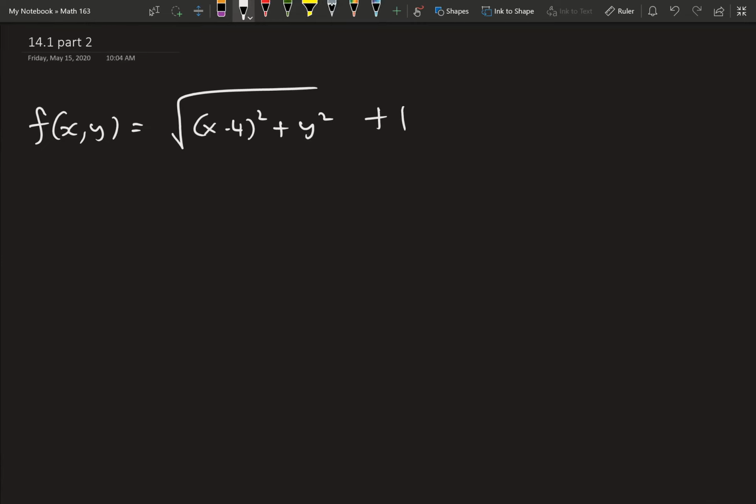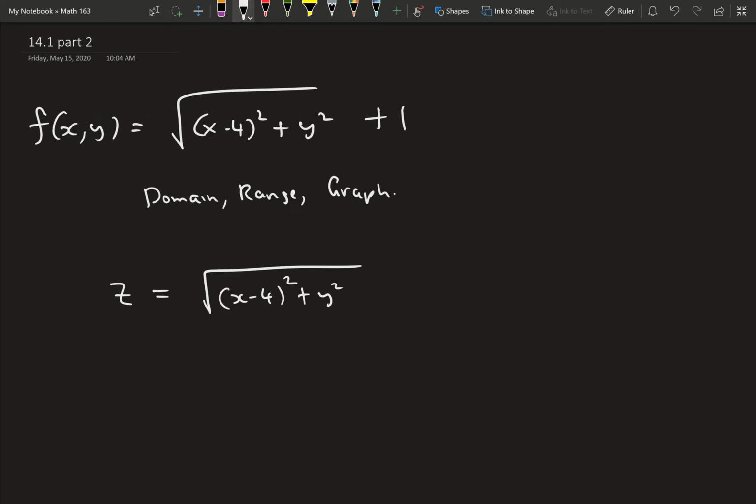Okay, so we're going to continue with 14.1. We left off with this exercise where we wanted to find the domain, the range, and the graph. So for this particular exercise, again, it may be useful to change the form by rewriting it with a z instead of f of x, y, and then doing a little bit of manipulation.